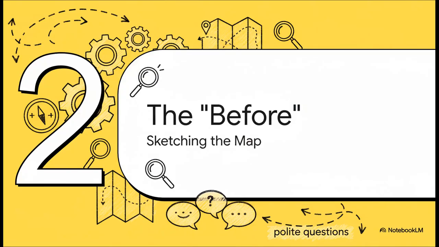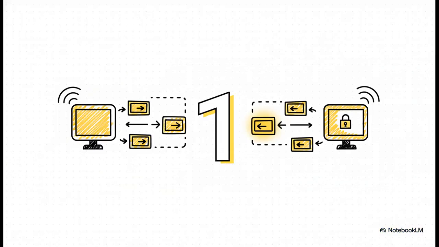All right, with our setup solid, we can move to our first phase, the before. I want you to think of this as building a clean baseline. All the traffic we capture here should be just polite questions we're asking the target. We're essentially sketching a map of the area before we do anything disruptive. And that map starts right here with the very first packet.